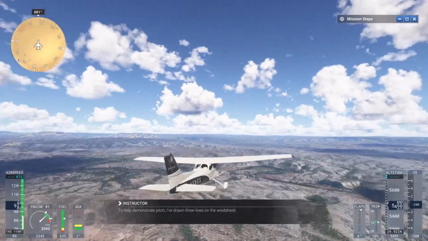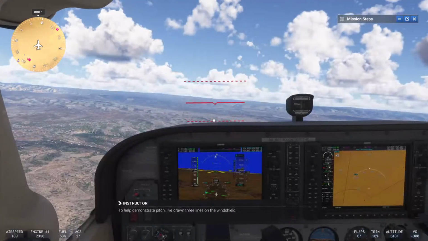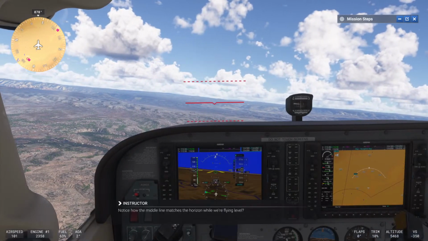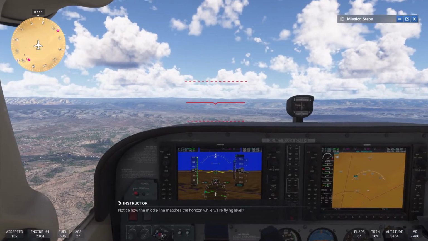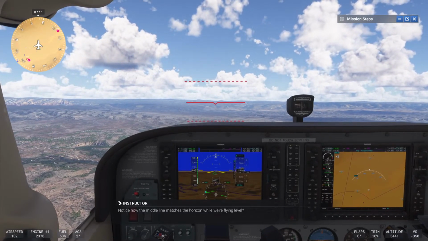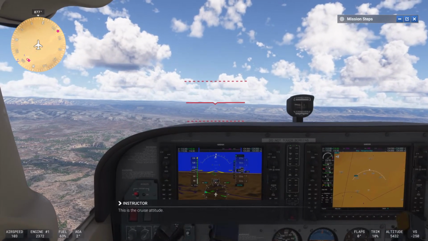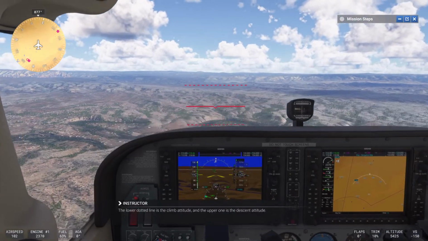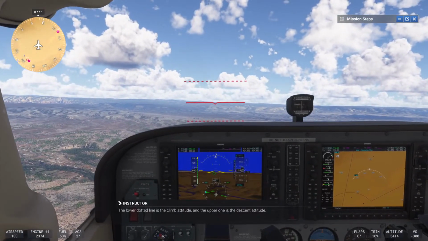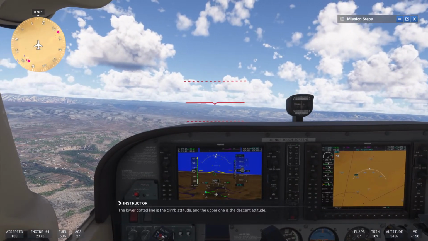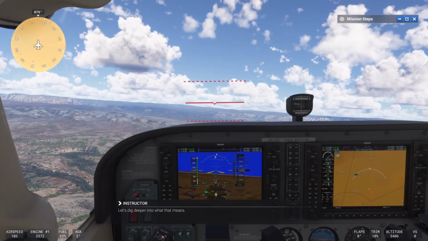Demonstrate pitch. I've drawn 3 lines on the windshield. Notice how the middle line matches the horizon while we're flying level? This is the cruise attitude. The lower dotted line is the climb attitude, and the upper one is the descent attitude. Let's dig deeper into what that means.